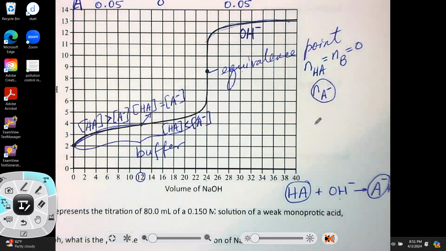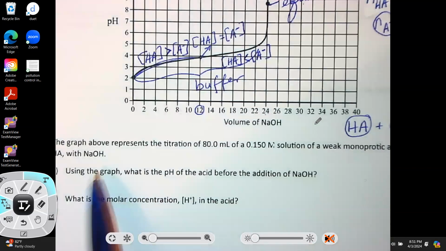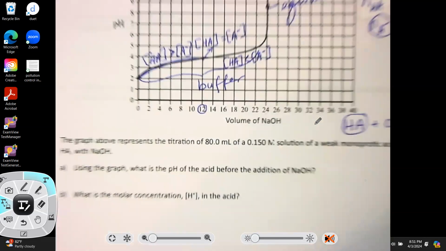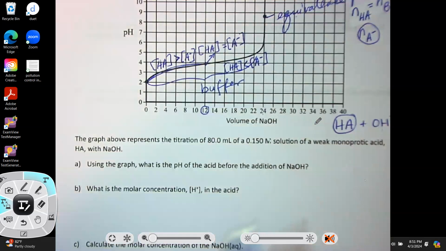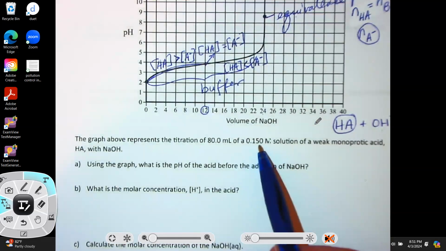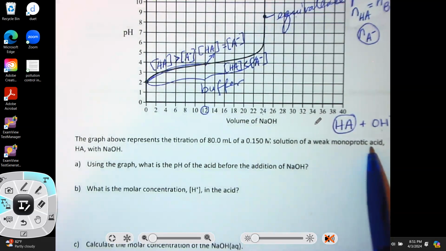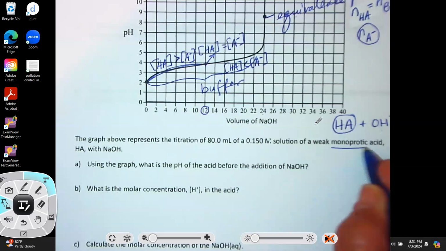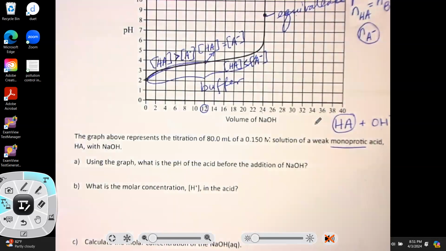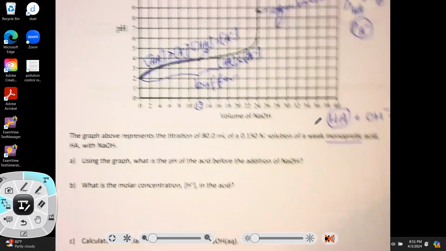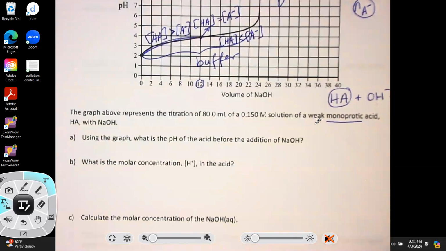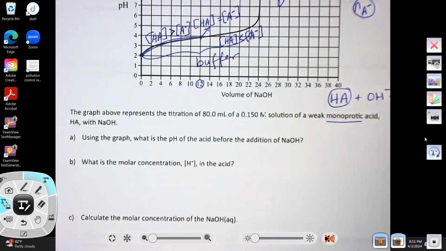Now let's specifically talk about a question that I have here. It says the graph above represents the titration of 80 milliliters of a 0.150 molar solution of a weak monoprotic acid. This is an important word because monoprotic means that the reaction between your weak acid and your sodium hydroxide is a 1-to-1 ratio. Okay.